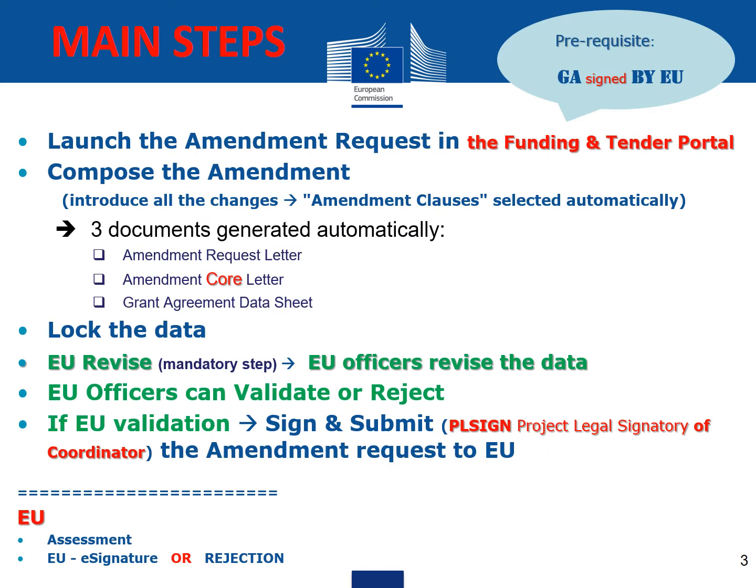These are the main steps. The first prerequisite is the grant agreement signed by EU. The first step: launch the amendment request in the funding and tender portal. Compose the amendment, introduce all the changes. Amendment clauses will be selected automatically. Three documents are generated automatically: the amendment request letter, the amendment call letter, and the grant agreement data sheet. You will have to lock the data.